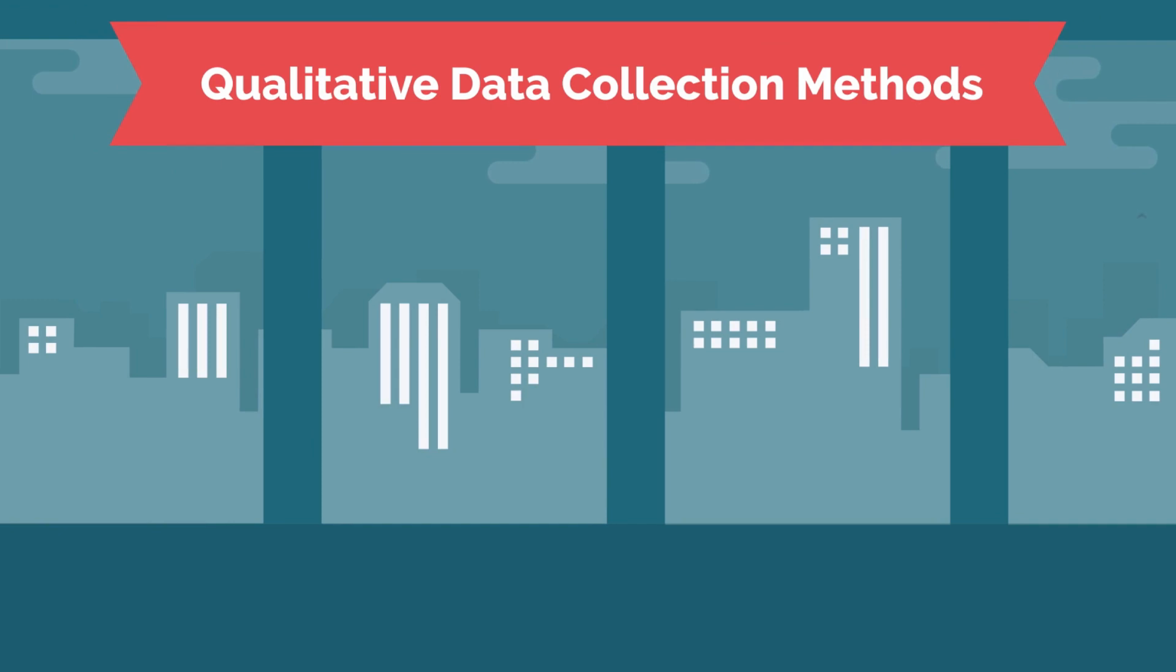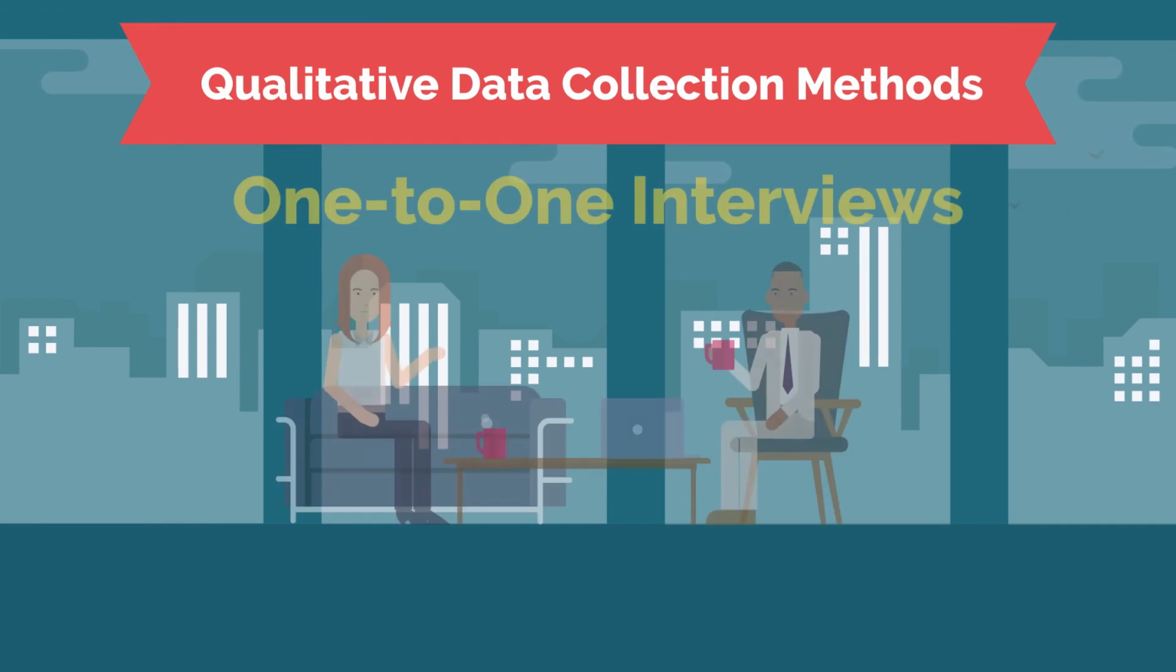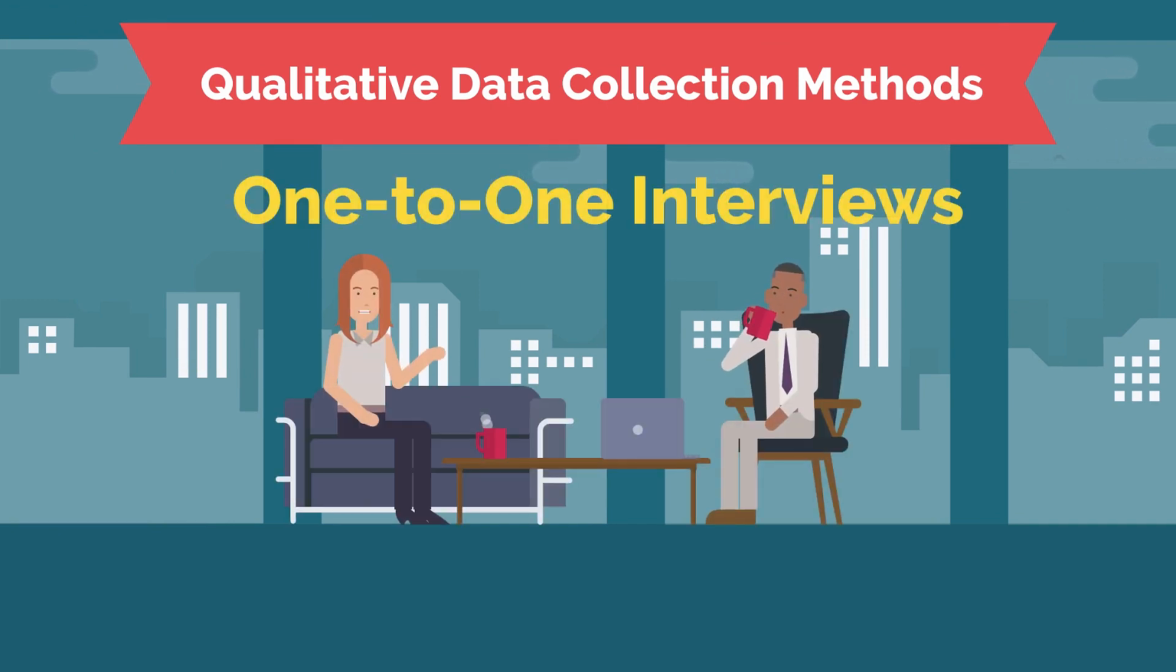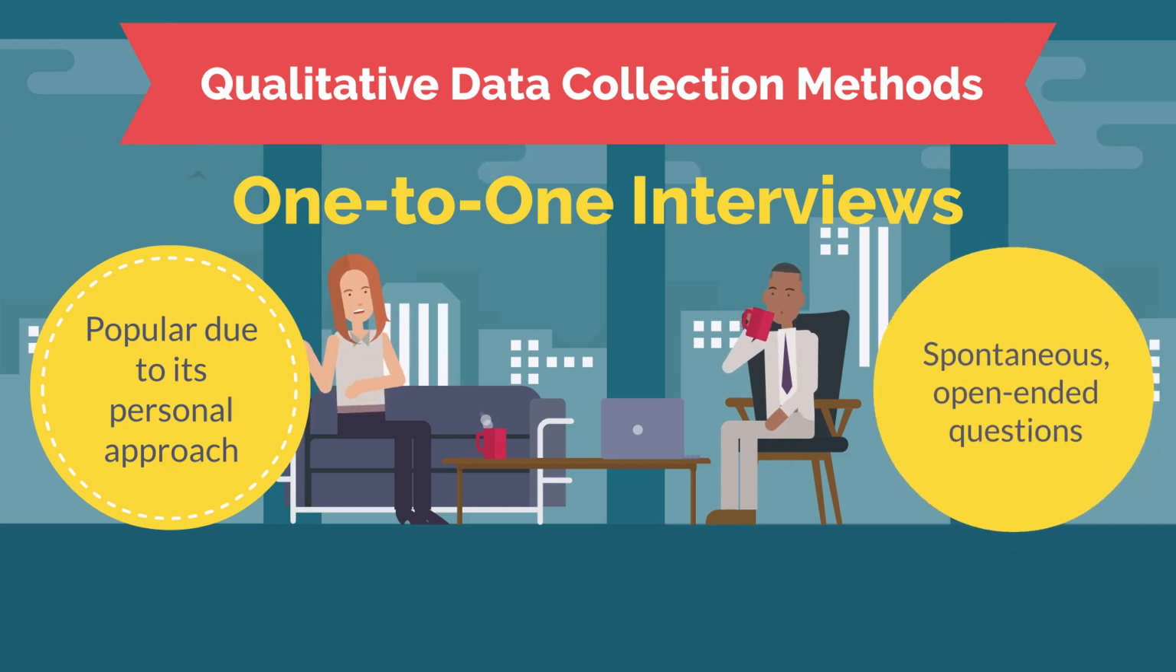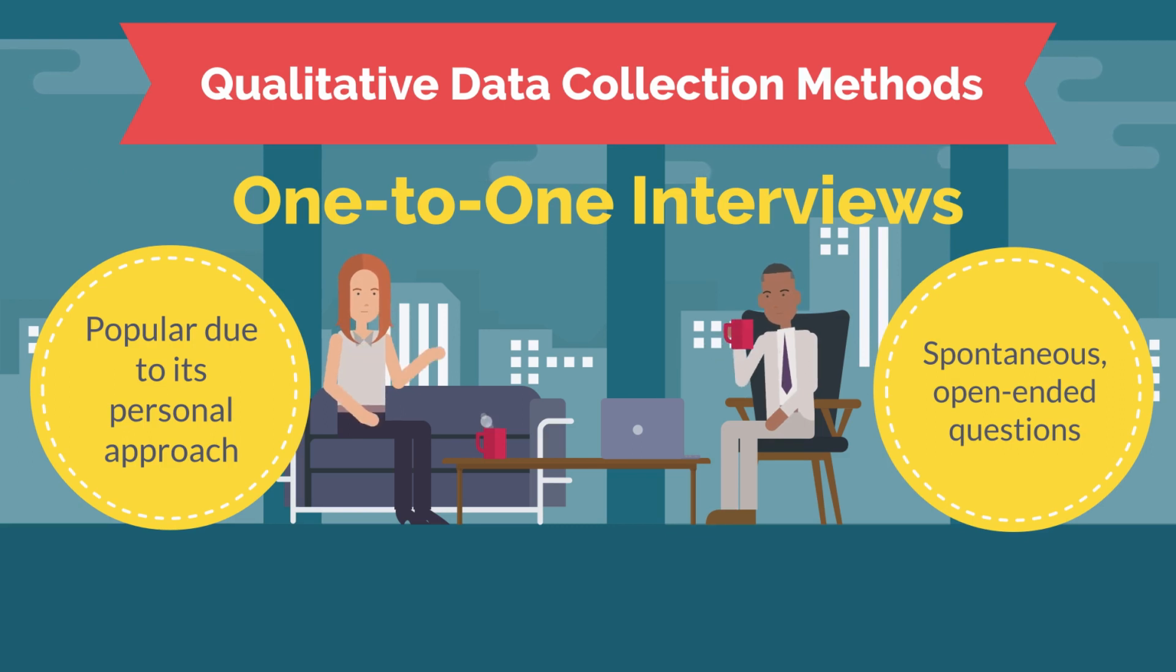Here are the qualitative data collection methods. One-to-one interviews. It is one of the most commonly used data collection instruments for qualitative research, mainly because of its personal approach. The interviewer or the researcher collects data directly from the interviewee on a one-to-one basis. The interview may be informal and unstructured or conversational. Mostly, the open-ended questions are asked spontaneously, with the interviewer letting the flow of the interview dictate the questions to be asked.